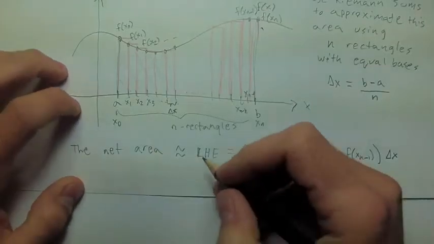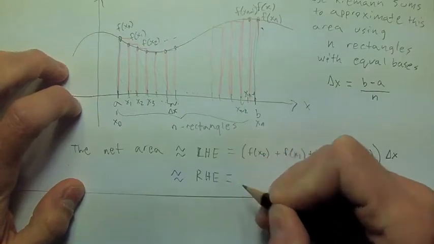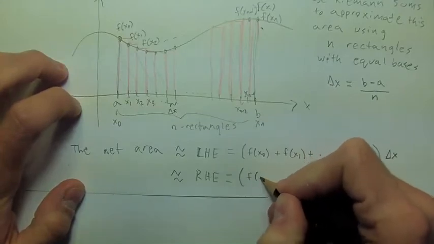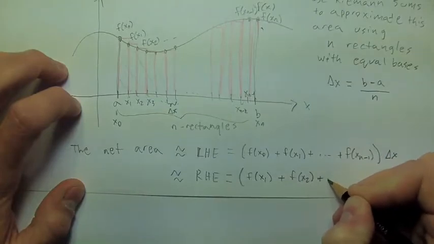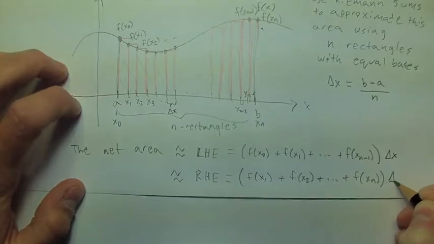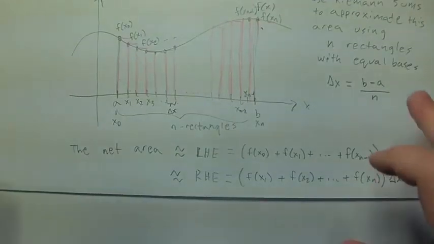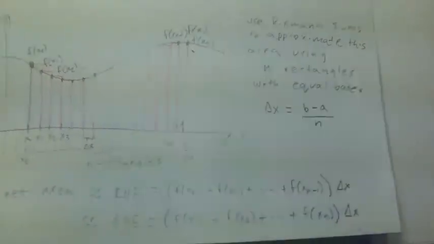Okay, and the net area is also approximately equal to the right-handed estimate, or the right-handed Riemann sum, which is the same thing, it just starts at x1. So this will be f of x1 plus f of x2, so on all the way up to f of xn, times delta x. Okay. Now I want to simplify this notation a little bit. So what I want to do is introduce what is called sigma notation. All right, sigma notation.